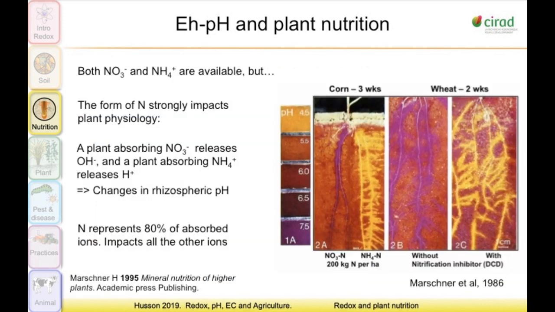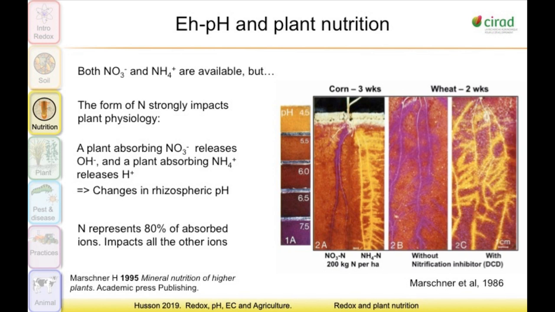So both are soluble, but the form of nitrogen will strongly impact the plant physiology. As I said, a plant absorbing ammonium will release H+. A plant absorbing nitrates will release OH-. It's a matter of maintaining the electric charge, but this will change the rhizospheric pH. Okay? And the change can be extremely important.